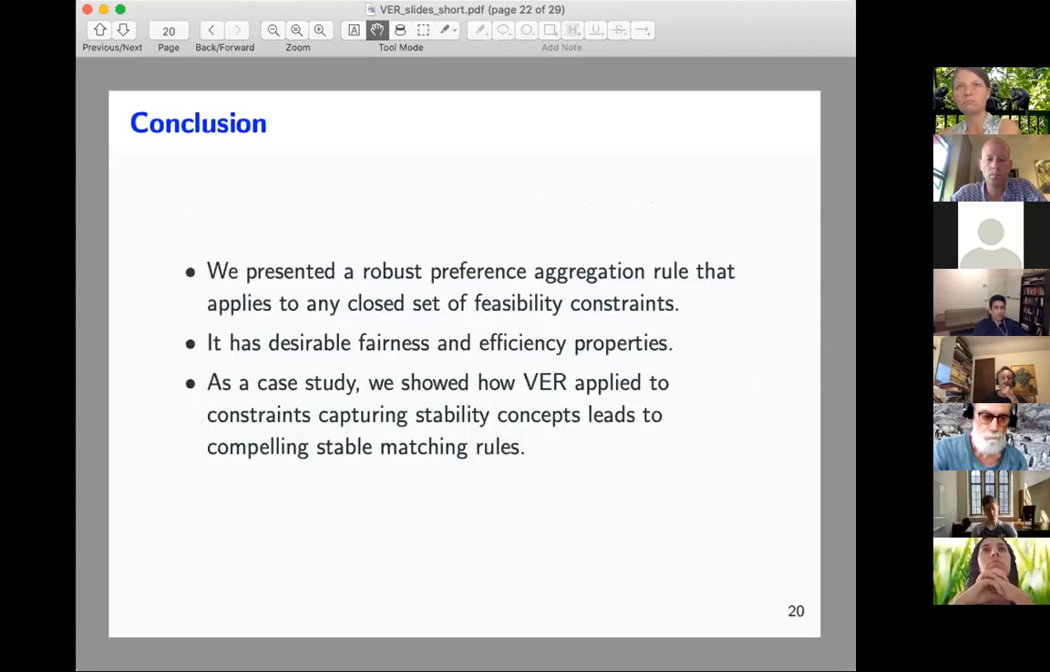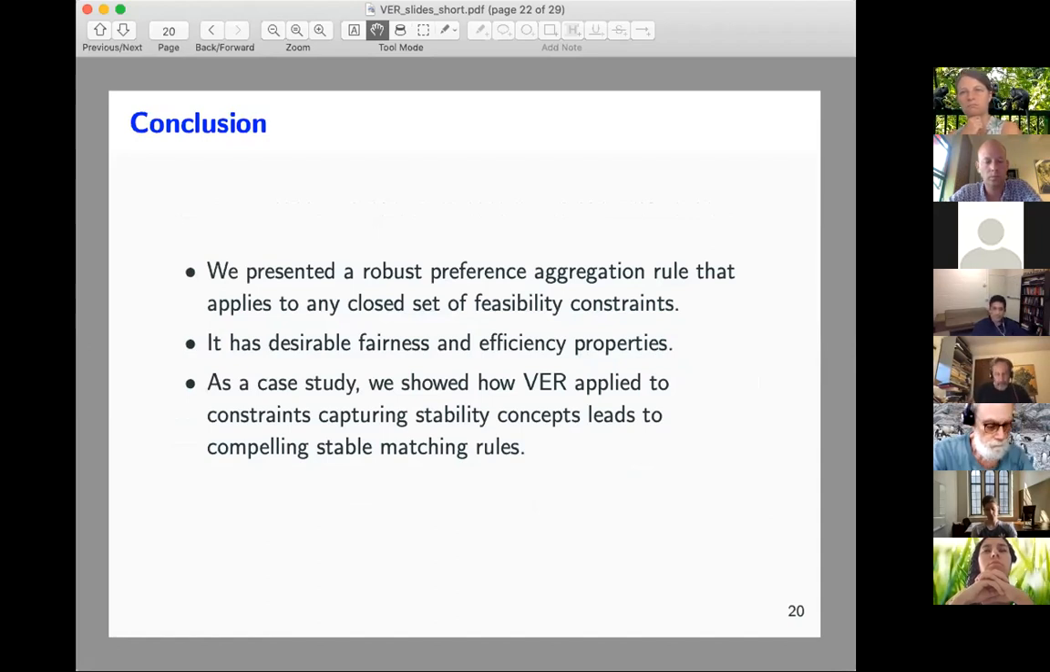So to conclude, we presented a robust preference aggregation rule that applies to any closed set of feasibility constraints. Considering that many matching applications are essentially people having to reconfigure or tweak the well-known algorithms to cater for new feasibility constraints or new application domains, what we've done is identify a very robust aggregation rule that can apply to any feasibility constraints and therefore to many applications as well.